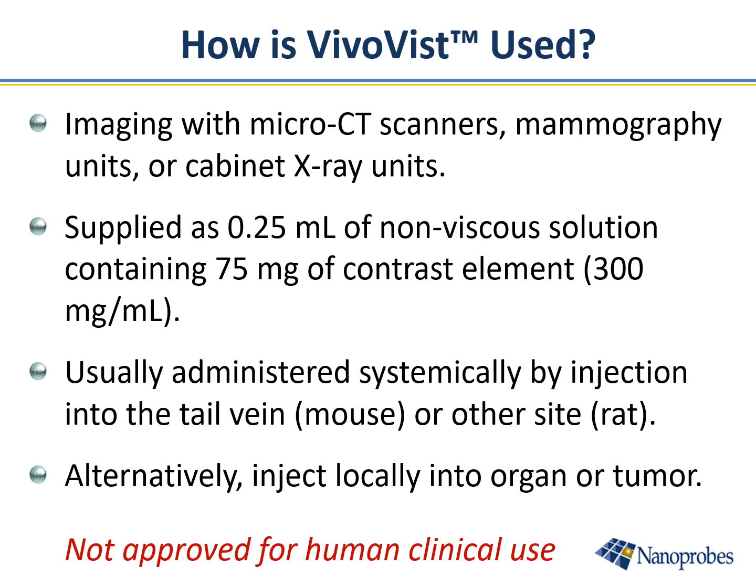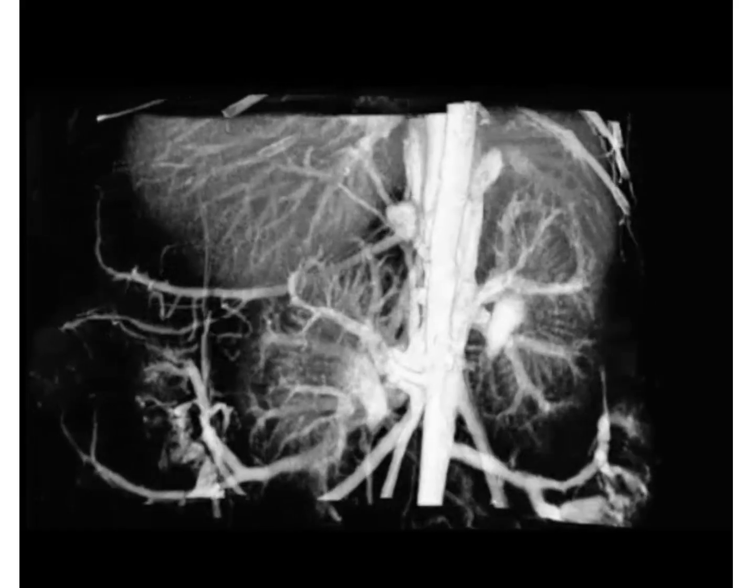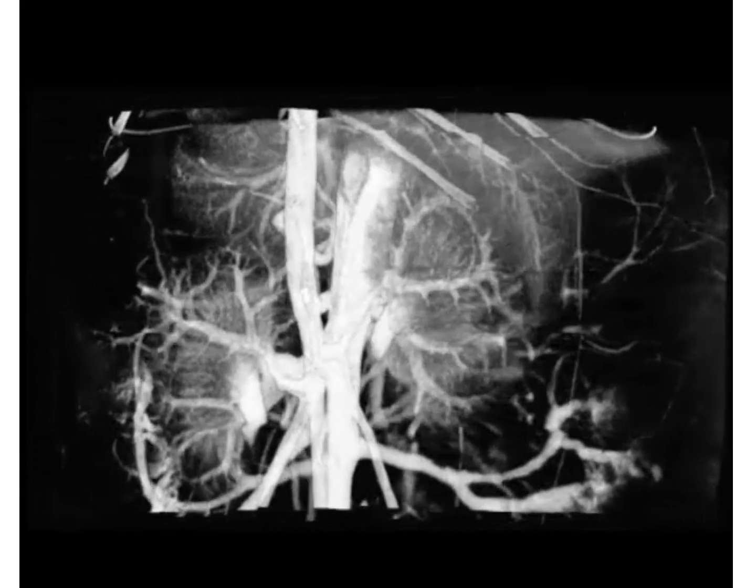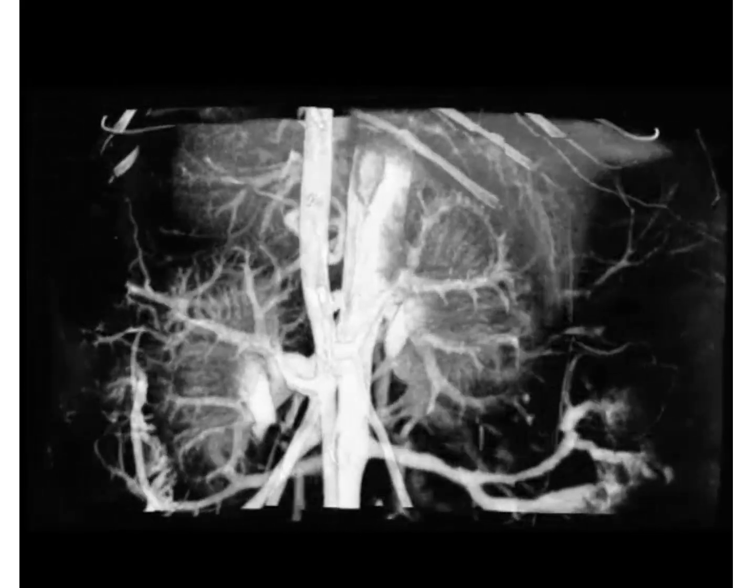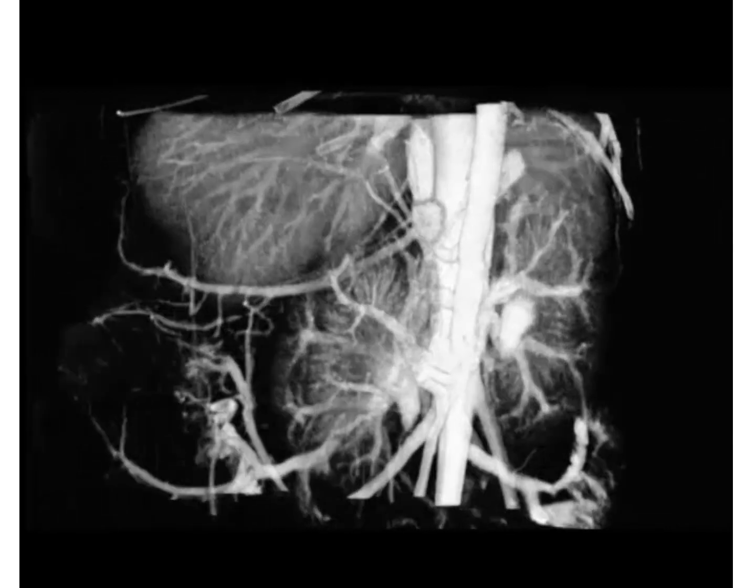It's usually administered systemically by injection into the tail vein of a mouse or any of the other convenient administration sites on larger animals like rats. But it can also be used for local injections into organs or tumors for specific imaging of those systems. Again, here we are looking at kidneys, vascular system, and bone contrasted and highlighted.